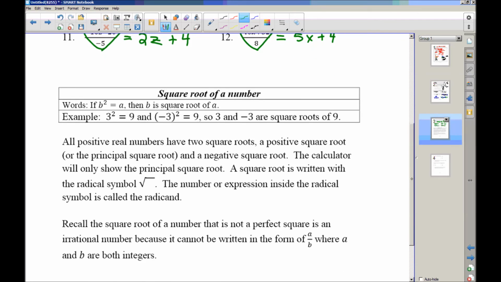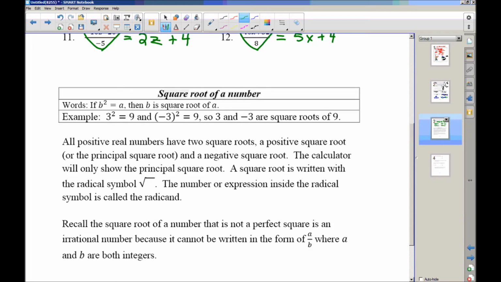Okay? All right, square roots of a number. If b squared equals a, then b is the square root of a. So 3 squared equals 9. Therefore, 3 is the square root of 9. And -3 squared equals 9. Therefore, -3 is also the square root of 9. Okay? All positive real numbers have 2 square roots.